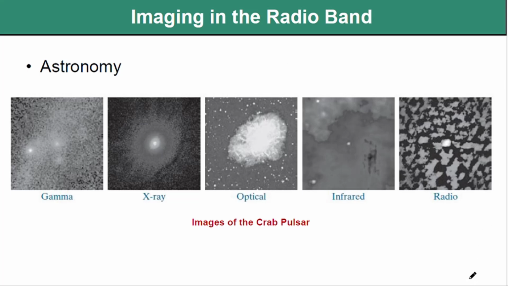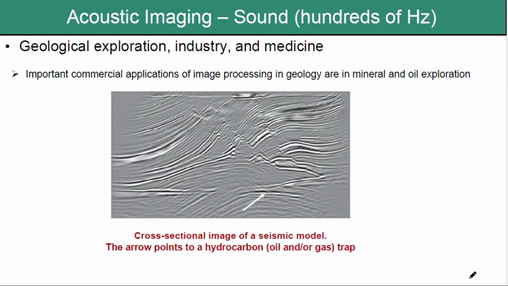In addition to the electromagnetic spectrum energy sources, we have other energy sources like acoustic imaging. Acoustic imaging is divided into 2 parts, sound and ultrasound. Sound means hundreds of hertz. The applications include geological exploration, industry and medicine. In geological exploration, image processing is used for mineral and oil exploration.